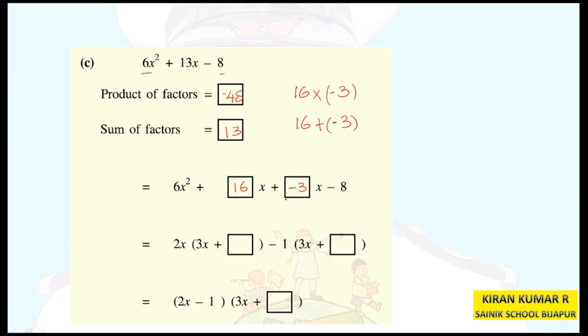That's it. If 2x is taken common here, between these two terms, 3x will remain and 8 will remain. If minus 1 is taken common, 3x plus 8 will remain. In the next step, we have 2x minus 1 multiplied to 3x plus 8. These are the factors. Hope you have understood this now. This is splitting the middle term. Very important concept of class 9, also an important concept in class 10.